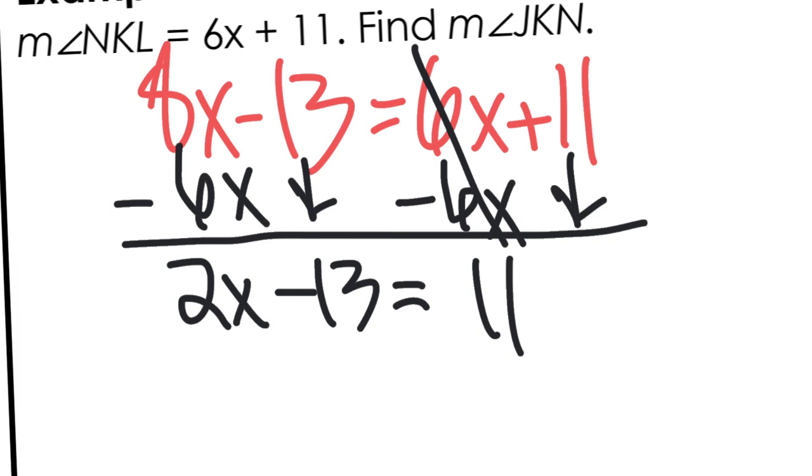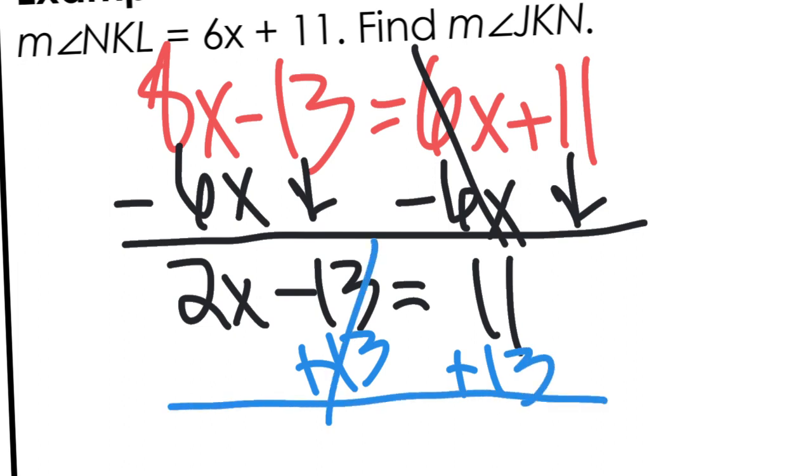That means I have to get all my constant numbers, the numbers without a letter, to the opposite side of the equal sign. So I'm going to have to take that 13 and opposite that. So minus 13 opposites the plus 13, and I'll plus that to the opposite side. And I'll bring down that 2x. So it's going to say 2x equals 11 plus 13 is 24.